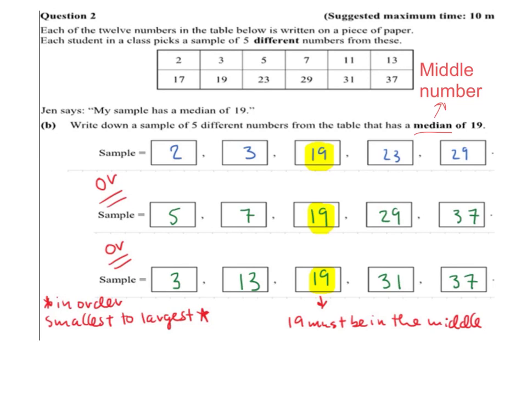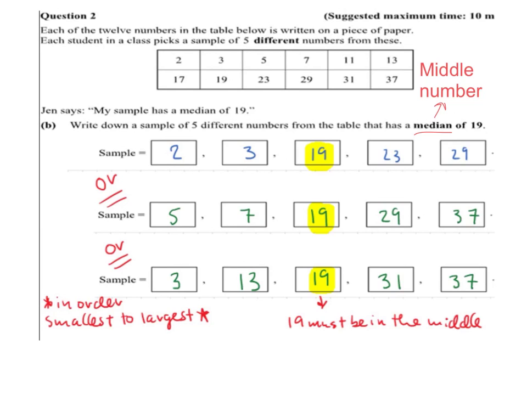So there's lots of different ways that we can answer this question. This is one way. So we can choose 2, 3, 19, 23, 29. It doesn't matter really what numbers you choose, so long as they are in order from smallest to largest, and that 19 is in the middle box. So 19 is in the third box. So I just chose 2 and 3 because they're before 19 and they're in this list. And then I chose 23 and 29 because they're bigger than 19 and they're also in this list. So this is just one of many ways that you could have answered this question.